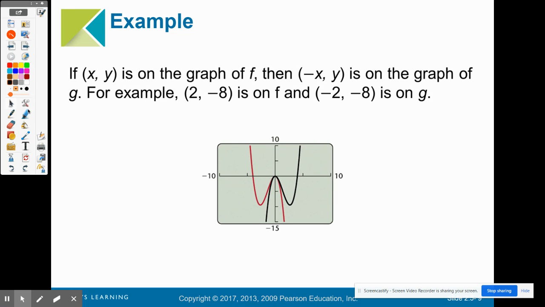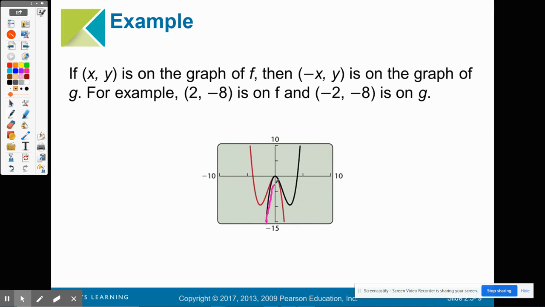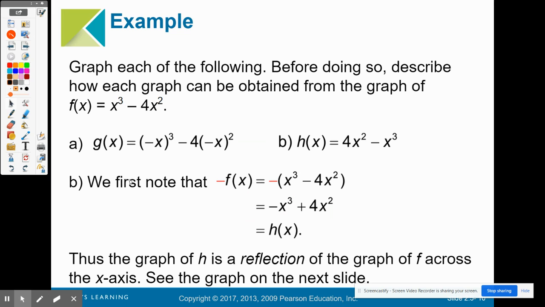So here is an example. The black graph is the original, and because the negative x was in parentheses, the new graph is now the red one. So it went over the y-axis because the negative x was in parentheses. If the negative was in front, the black graph would have just been flipped upside down so that it would have looked kind of like that. It's not very good, but you get the idea.